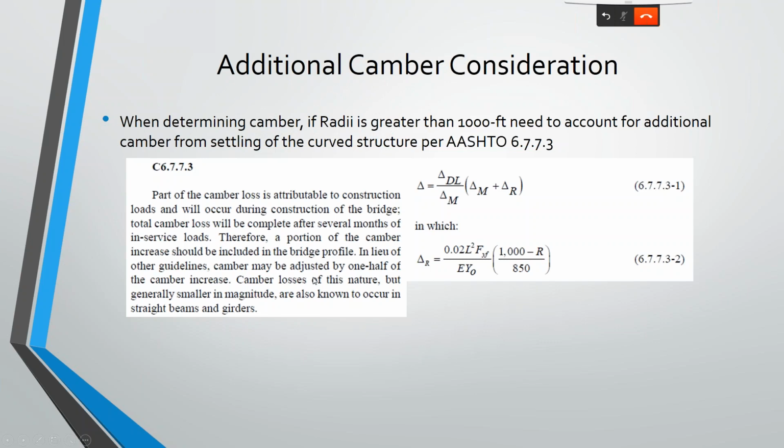Essentially what this is saying is that during the placement of the deck, there's going to be additional camber loss over time as the structure settles into its final shape and condition. And you have to account for this through these two equations that are coming out of AASHTO in order to do that. So just watch out for that. If you have anything with a radius less than 1,000, you need to add this extra camber consideration in.